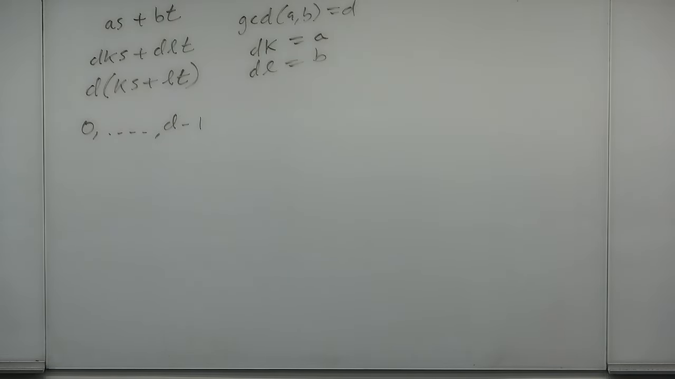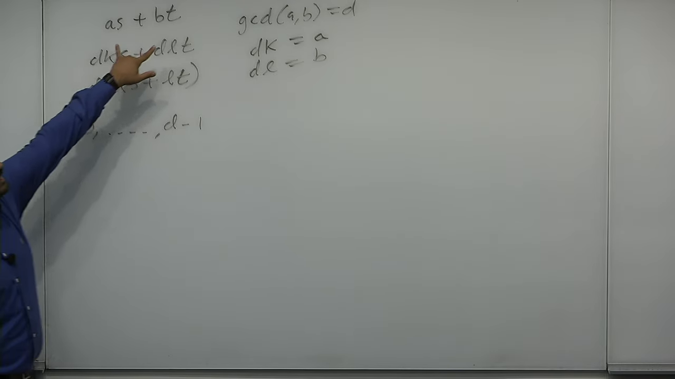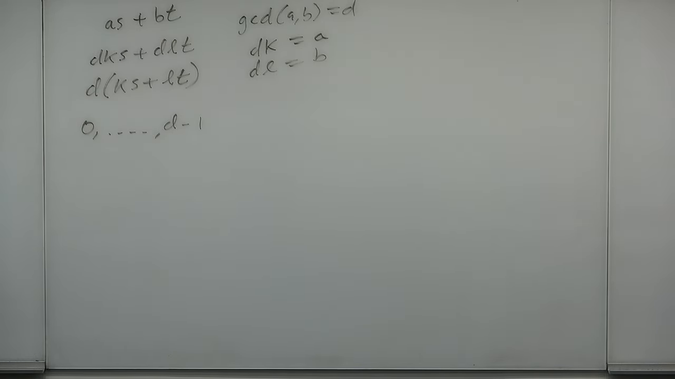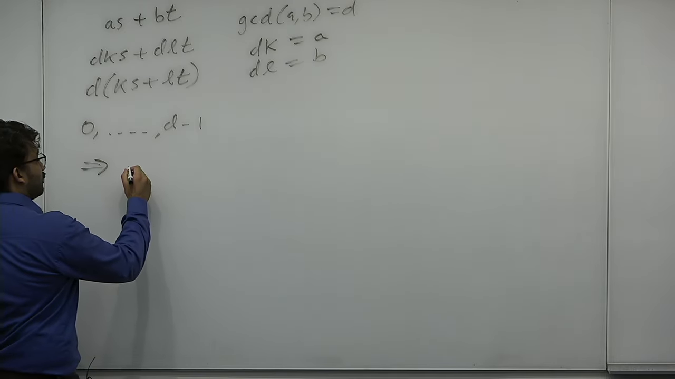A linear combination, of course, can be 0. Just set S and T to be 0. But I claim that there is no number between 0 and the GCD that the linear combination could be. Why? Suppose that this is equal to some number less than D. Well, it has D as a factor. So D, again, is a number greater than or equal to 1. So D times something, if it's less than D, can only be 0. Right? So this should imply to you that D is the smallest such number.